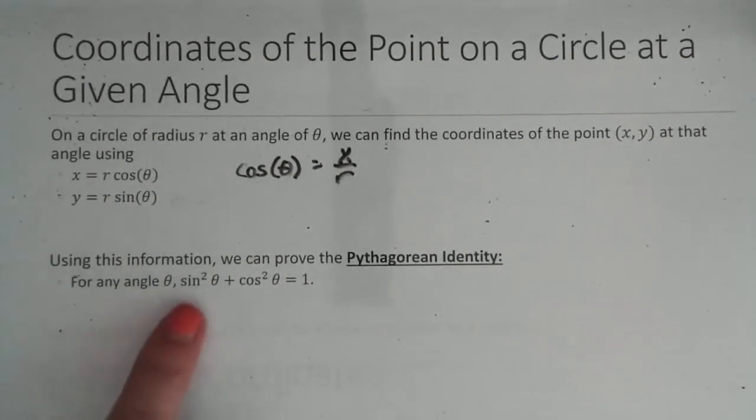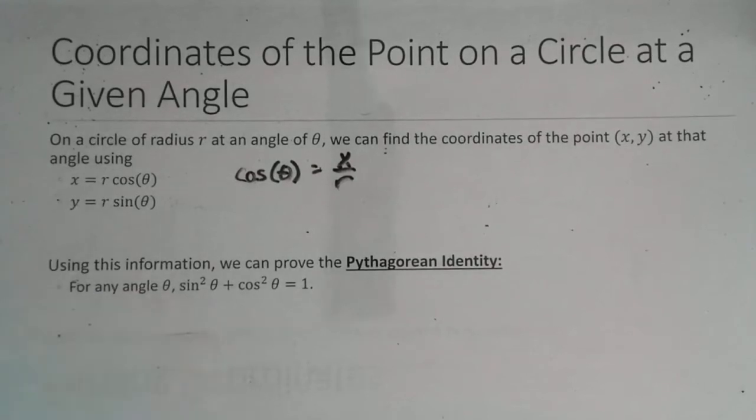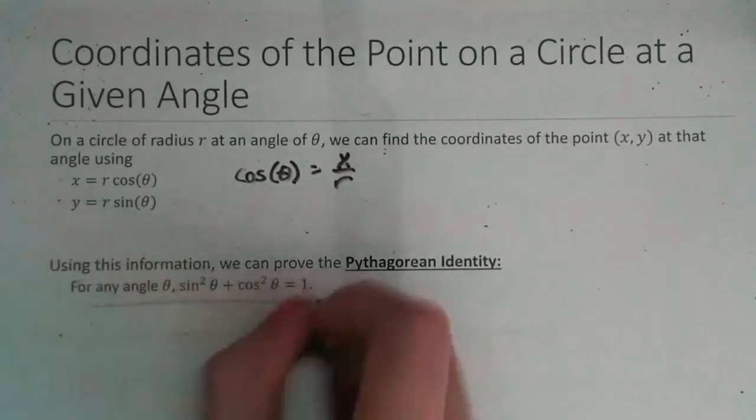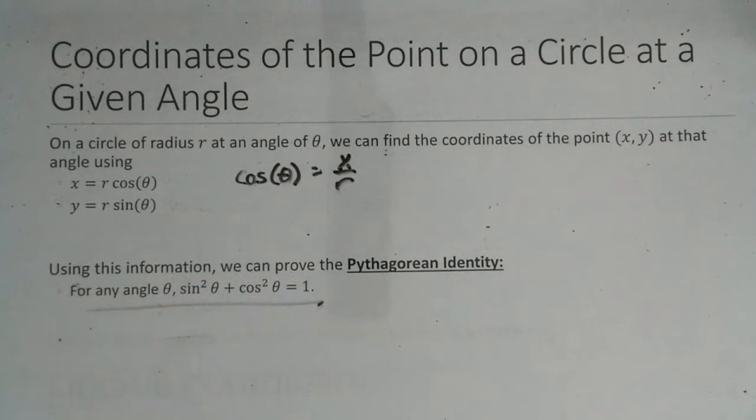Using this information, we can prove the Pythagorean identity. We're not actually going to prove that now, but know that this is one thing you need to have memorized. For any angle theta, sine squared of theta plus cosine squared of theta equals 1. So if you take the sine value and square it, and add it to the square of the cosine value, you get 1 every single time.